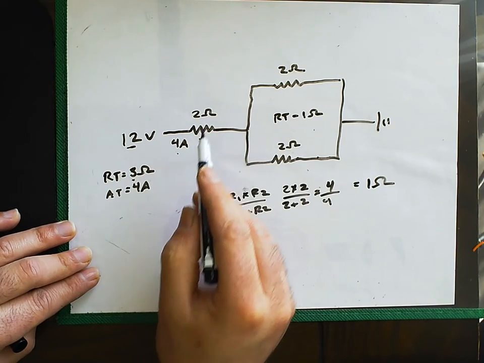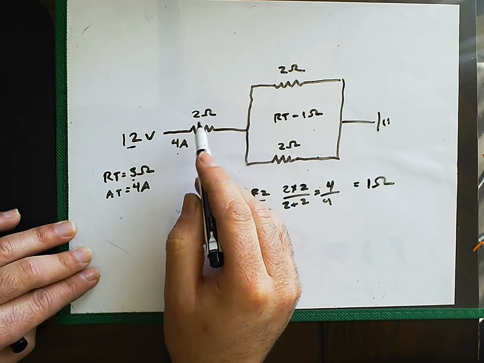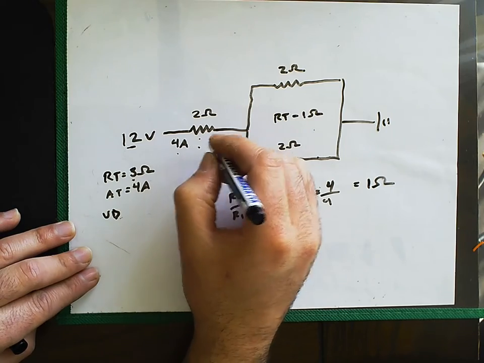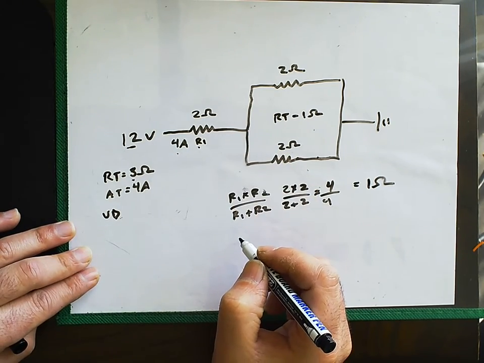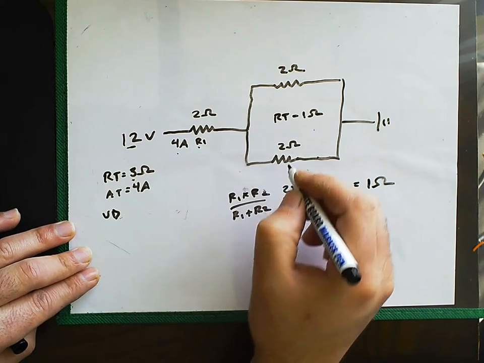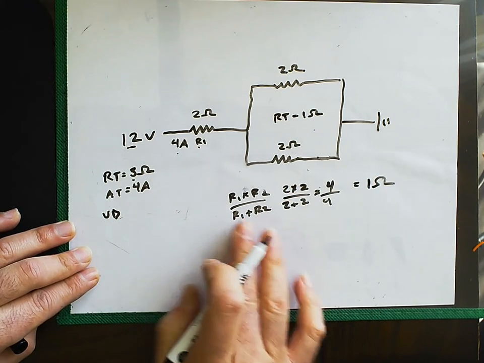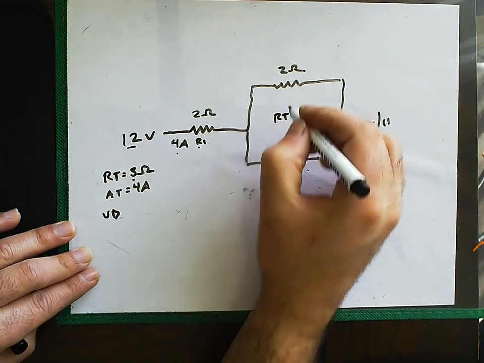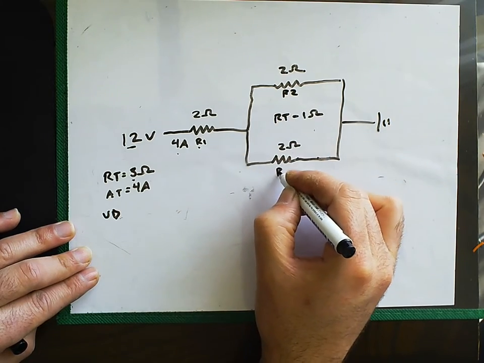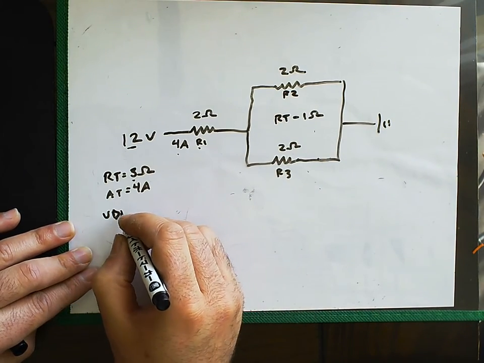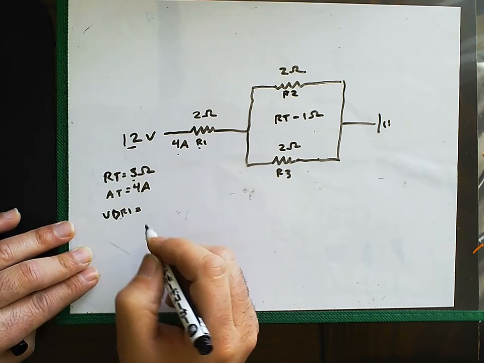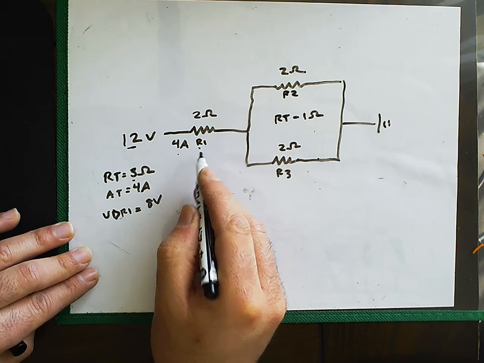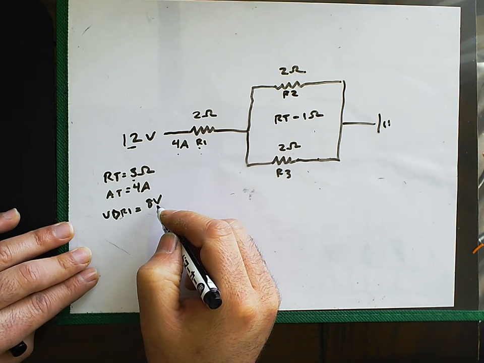If I have 4 amps and I have a 2 ohm resistor, I can multiply these two to get my voltage drop. I'm going to call this R1. I don't want to confuse you guys with this, so I'm going to erase this. The labeling now is just for purposes of identifying voltage drops. R2, R3. So the voltage drop of R1 is 4 times 2, which is 8 volts. So 8 volts got used here. What's left over? Well, 12 minus 8 is 4.